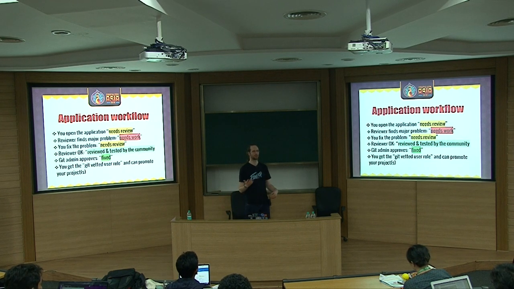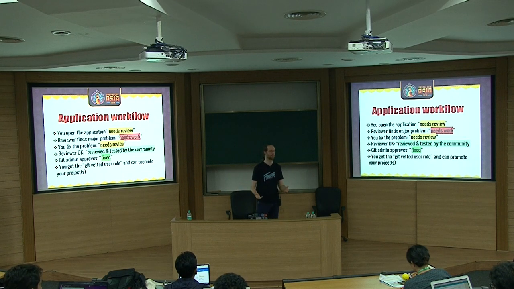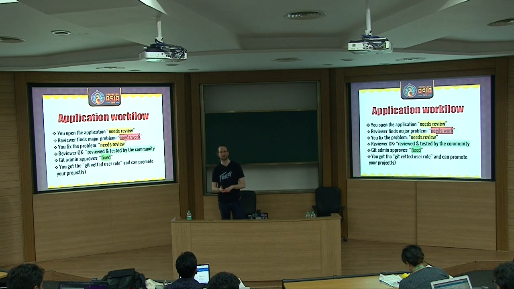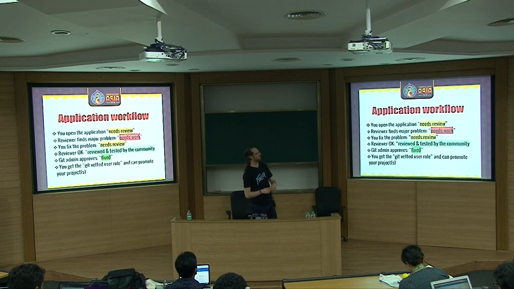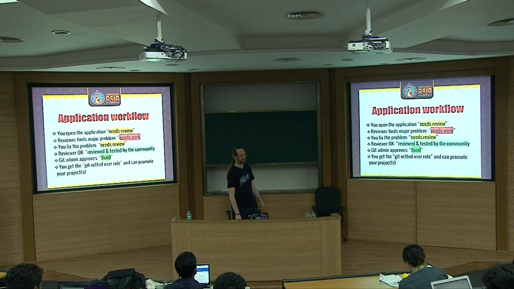So this is the standard issue queue workflow that you might already know from Drupal Core when we develop patches. It's pretty similar, and we use the same thing here to review applicants and then to approve them. And in the end, a reviewer says, okay, I don't see any problems anymore with this. Then they set it to reviewed and tested by the community, which means, in their opinion, everything is ready, and this can now be approved by a Git admin.